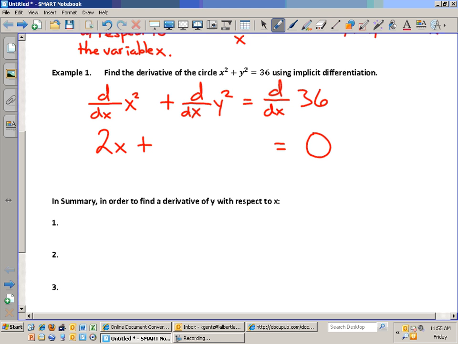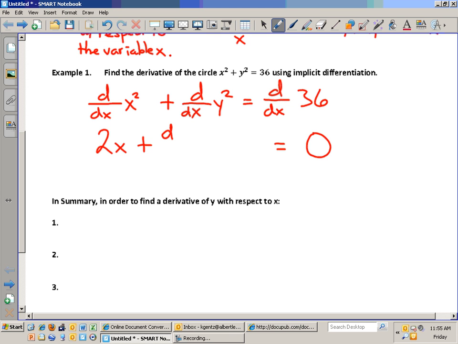But there's something interesting that happens right here that I need to work out. This is problematic because I'm taking the derivative and I have this variable here, but I have nothing that represents y, okay? So I'm going to show something that looks like it's cheating, but it's really not.